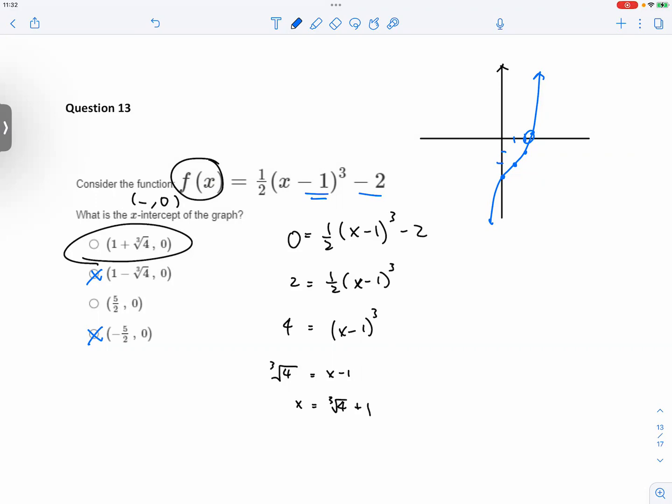So you put 0 into the y to find the x-intercept. Do not memorize. Just something that should make common sense. Good.